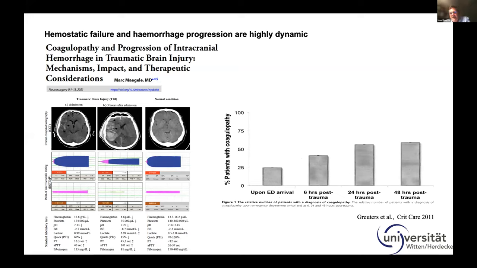And on the right-hand side, this study, from more or less a decade ago, was published by colleagues from the Netherlands.